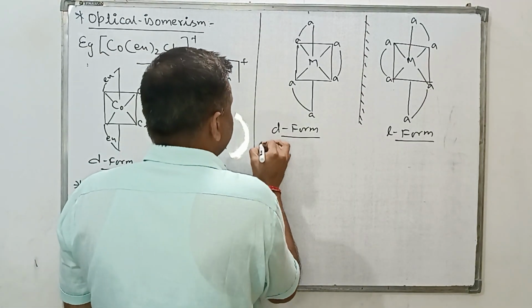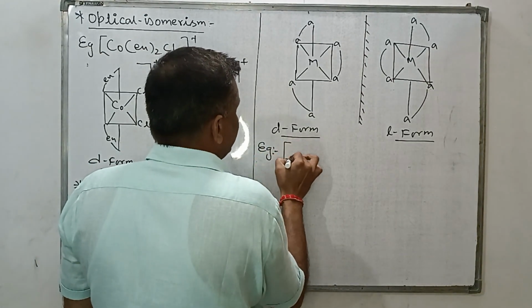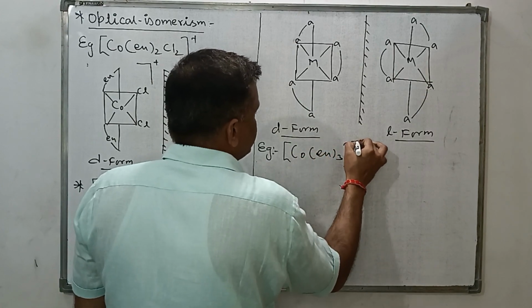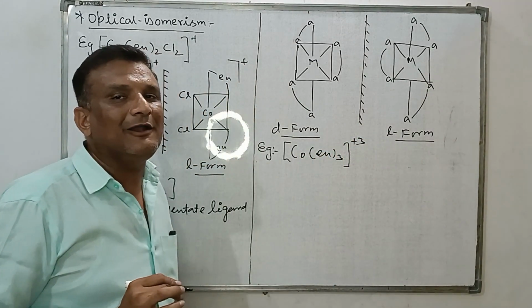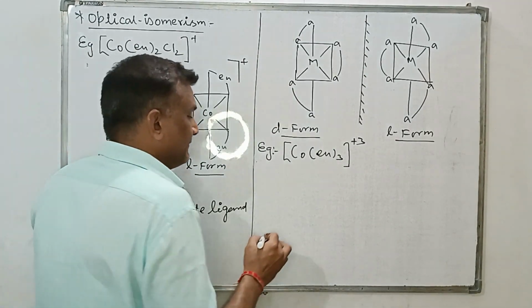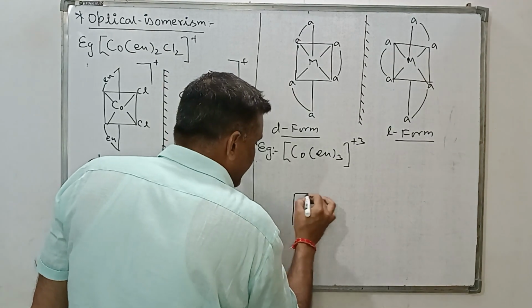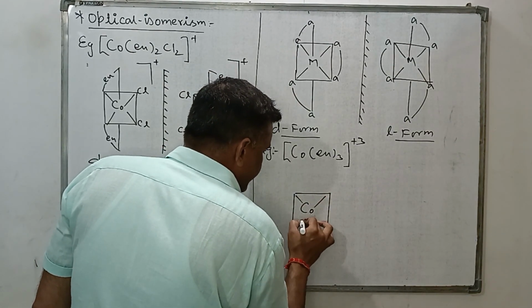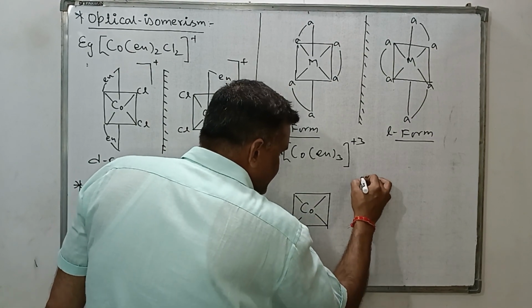Now we'll go with the example. As an example, we can take Co(en)3, with a 3+ charge. We can call it tris(ethane-1,2-diamine)cobalt(III) ion. For this, the two forms will be as follows. Like this. This is the mirror image.